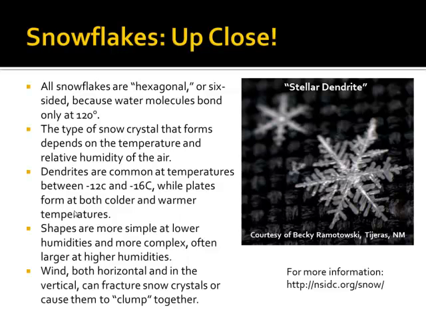Wind, both horizontal and in the vertical, can fracture snow crystals or cause them to clump together, so it's really a factor of all three elements: wind in the horizontal and vertical, as well as temperature and relative humidity. So all these work together to maximize snow growth. And for more information on snowflakes, you can visit the website shown here in the lower right, which provides a great deal more information on formation, different types of snow crystals, and so forth.